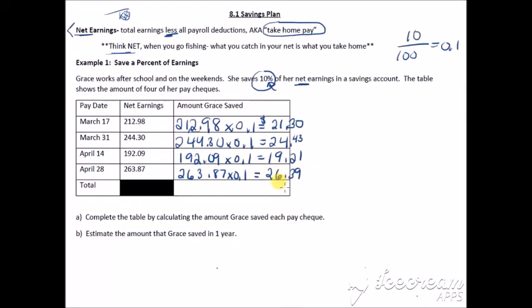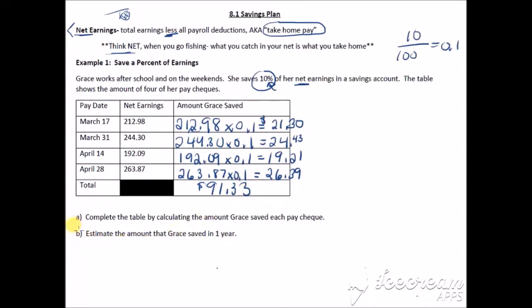If we take our calculators and add those all together, 21.30, 24.43, 19.21, 26.39, we're going to get a total of 91.33.